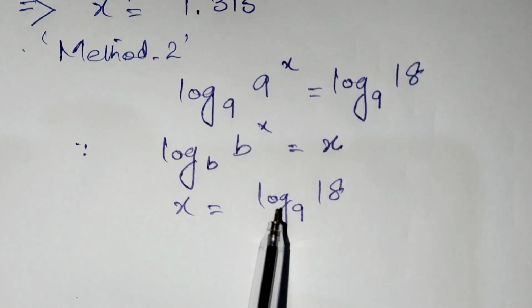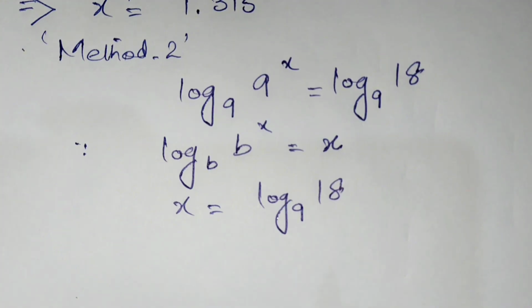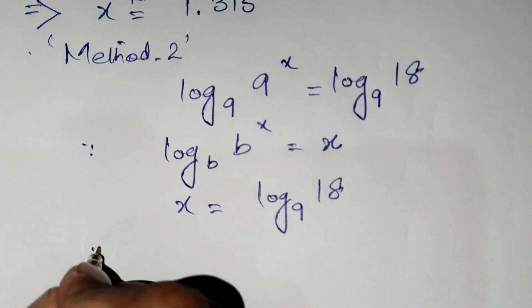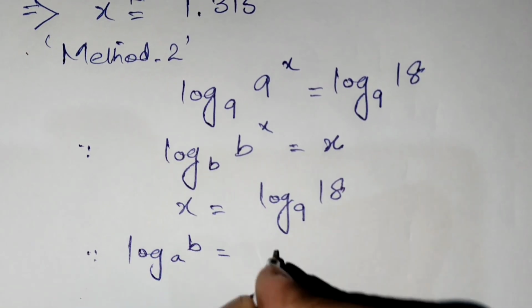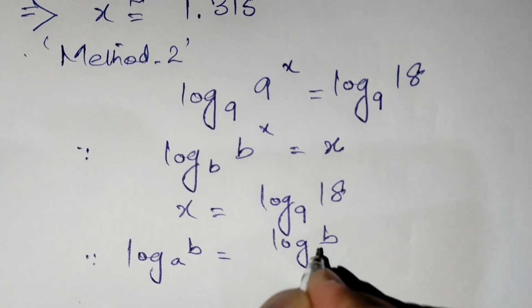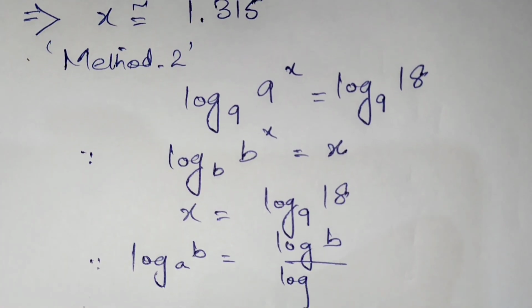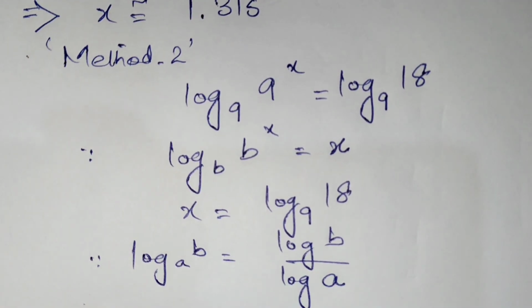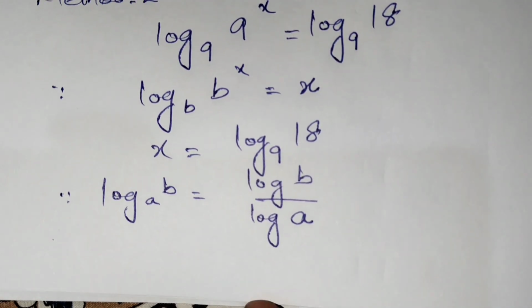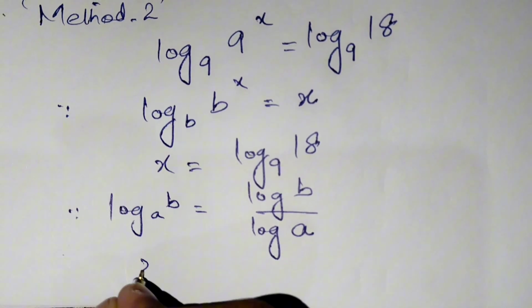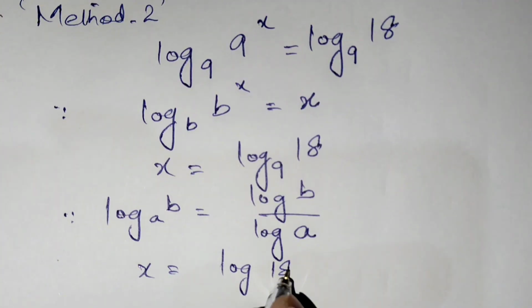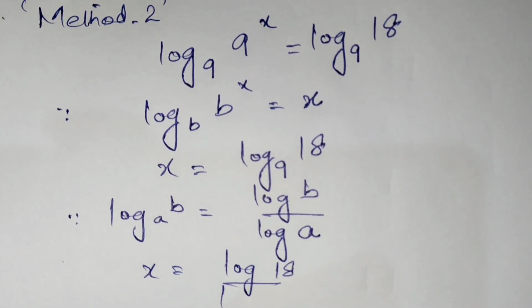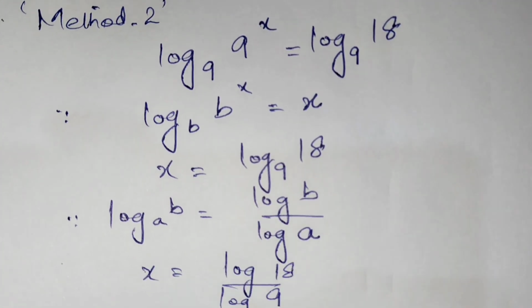Here we will use the change of base formula. So the change of base formula is basically log of b with the base a is always equal to log of b divided by log of a. So x will be equal to log of 18 divided by log of 9.